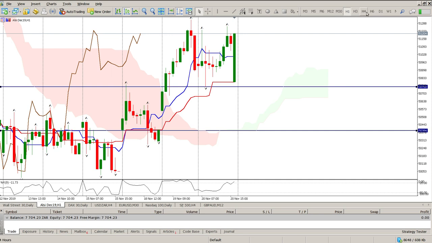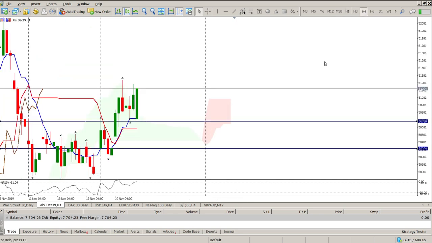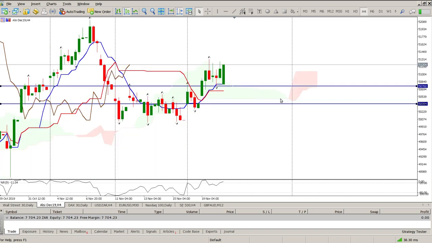I think the last thing here is the 4 hour. We are flirting with the top of the cloud here. Yes, we've broken through, but look at the cloud. It's red, so the future is not so bright. So I'm expecting a pullback, whether it's into the cloud or outside the bottom of the cloud, I'm not really sure.